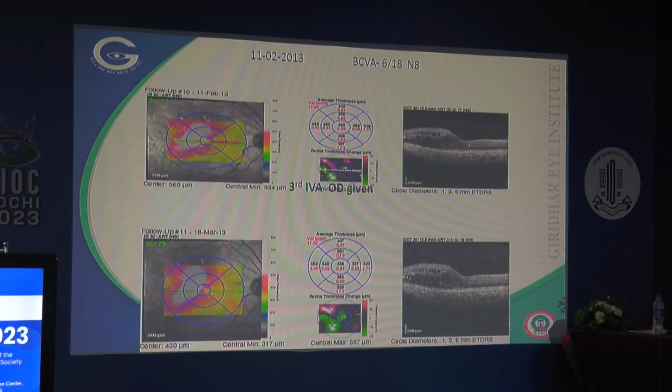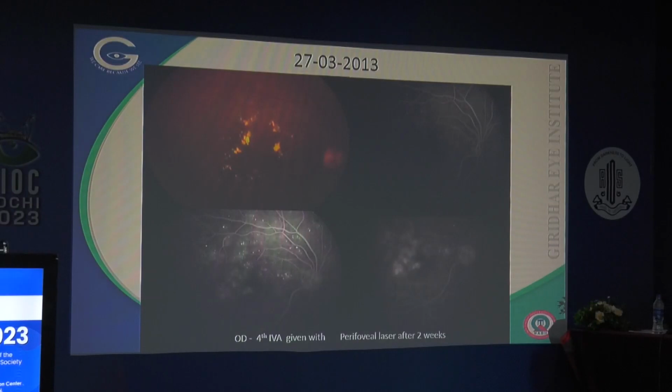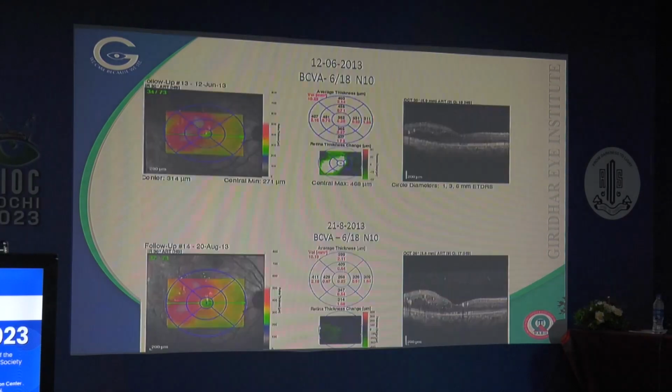Now this is very, very important. These patients have to be treated intensively, and once you do that, in many of these cases you do see significant improvement and stabilization of vision and also stabilization of the diabetic macular edema.